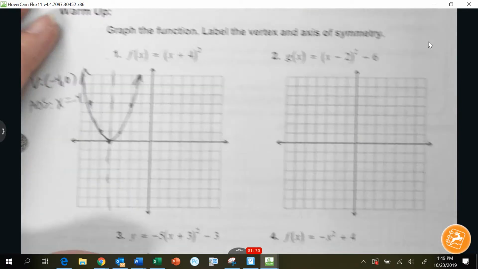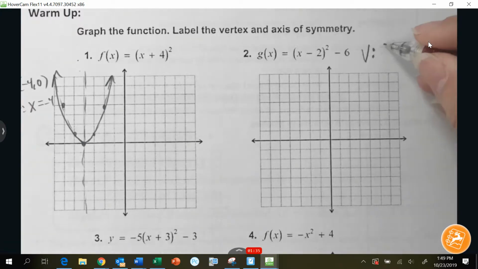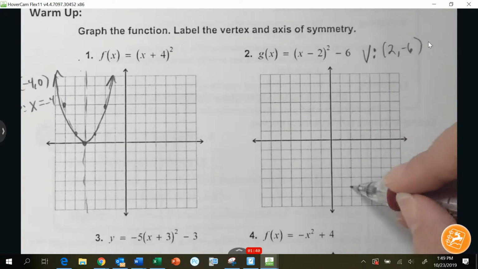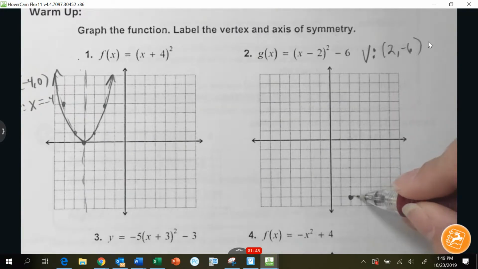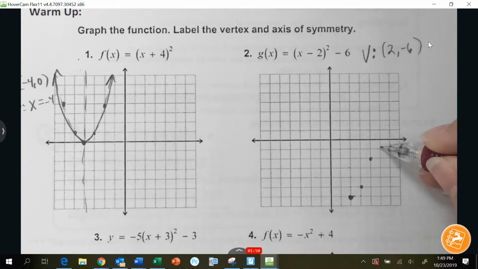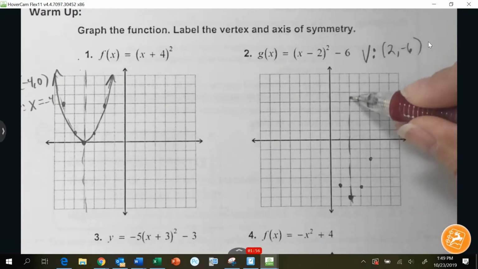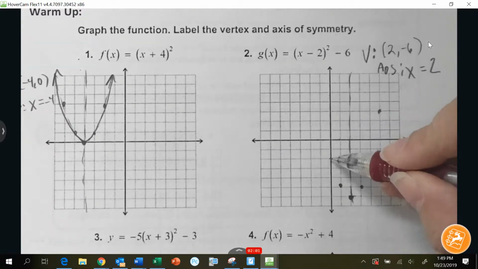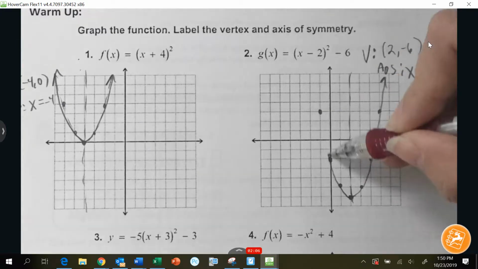Sorry. Okay, so number 2, where's our vertex? 2, -6. 1, 2, 3, 4, 5, 6. Is there a stretch or shrink? No, so we can go out 1, up 1, out 2, up 4, out 3, up 9. It's symmetric. Oh, I forgot to write my axis of symmetry at x equals 2. And we have a parabola. It's mathemagic.